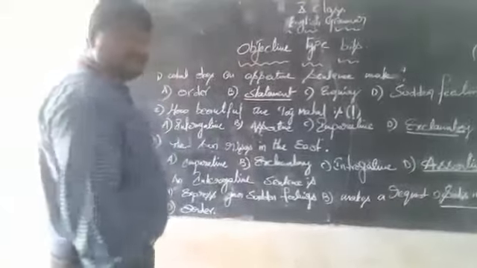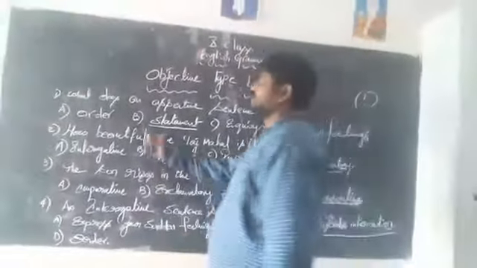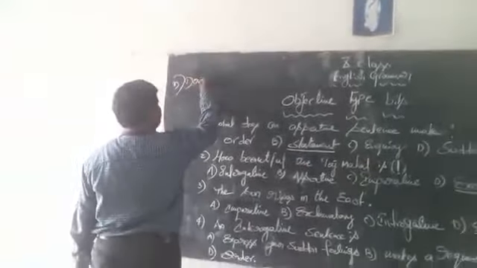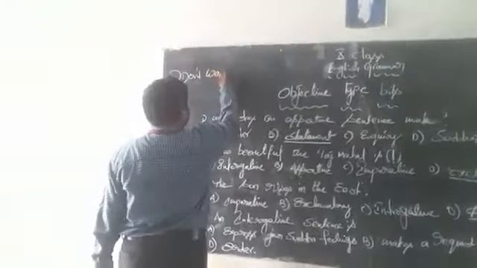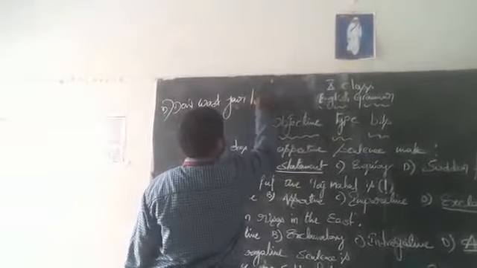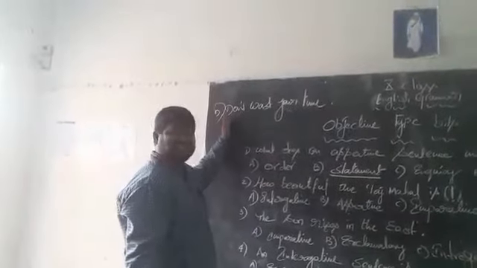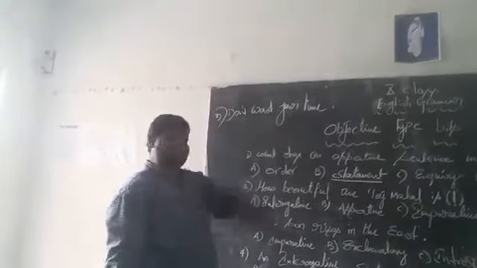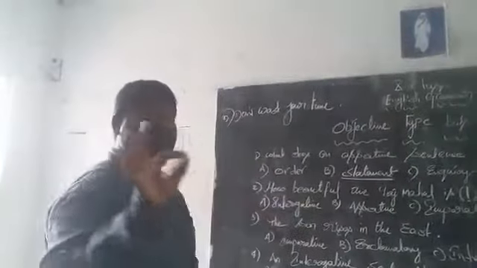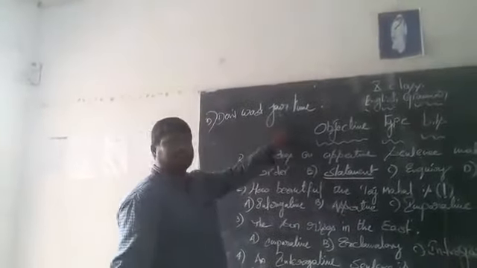Okay. Now, my dear children, I am going to ask one question here. The fifth one is: don't waste your time. Here I wrote one sentence: don't waste your time. What is the sentence, my dear children? Just observe. I told you, if you observe very clearly, the answer will be there. Don't waste your time.